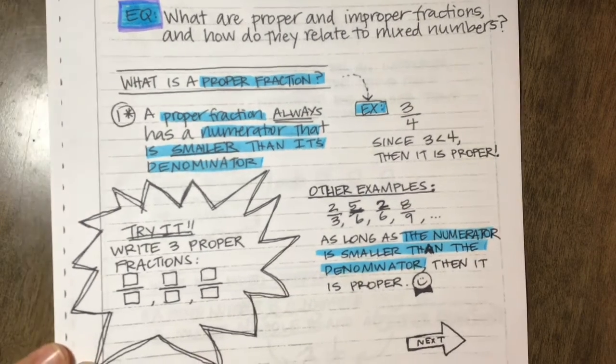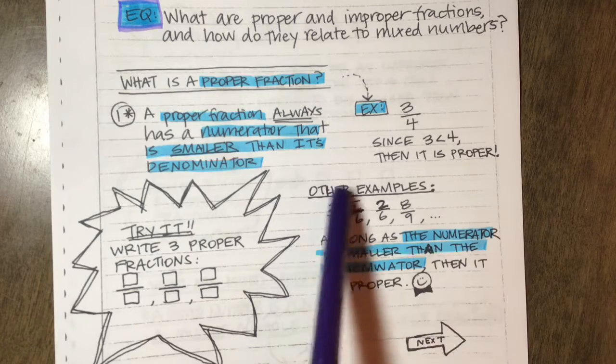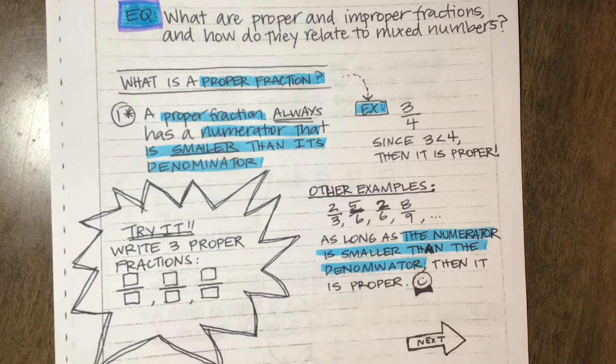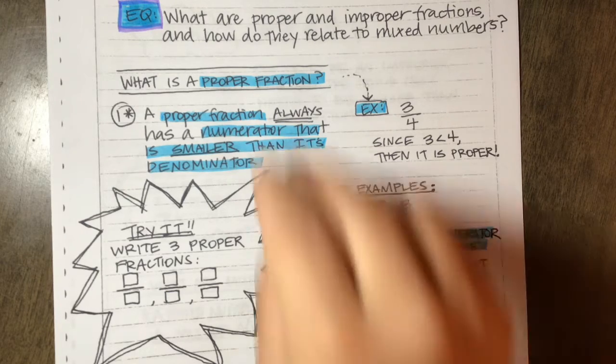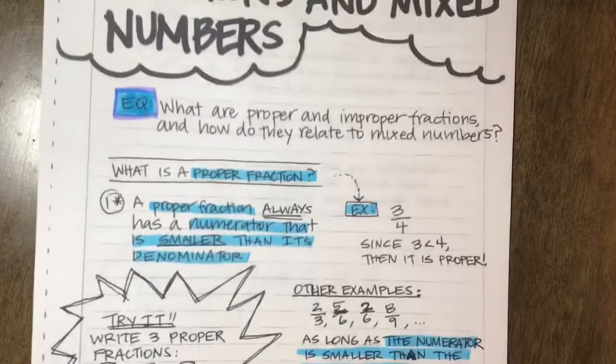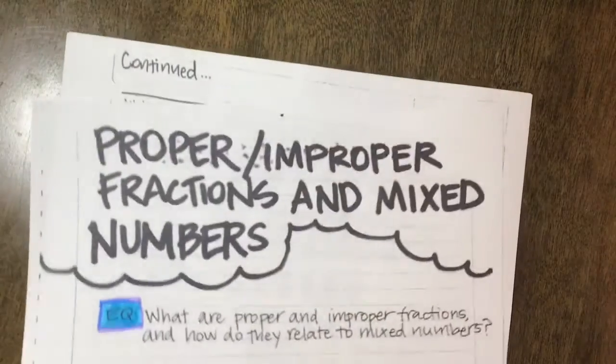Here, on the side where I wrote try it, I want you to write 3 proper fractions of your choice, okay? So I give you an example of a few of them over here. Just go ahead and write 3 examples of your own where you have a numerator that's smaller than the denominator. So if you want, you can go ahead and pause the video and do that. Once you are done, let's go ahead and take a look at the second page of your notes.